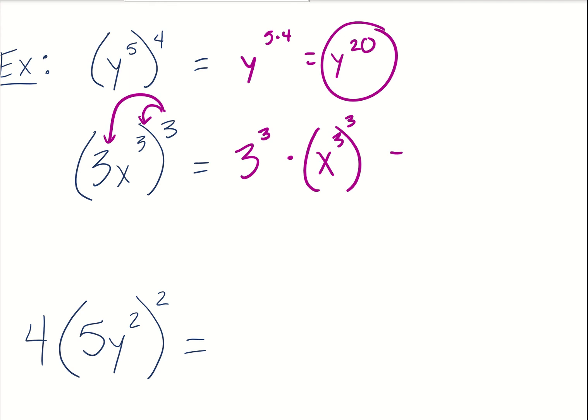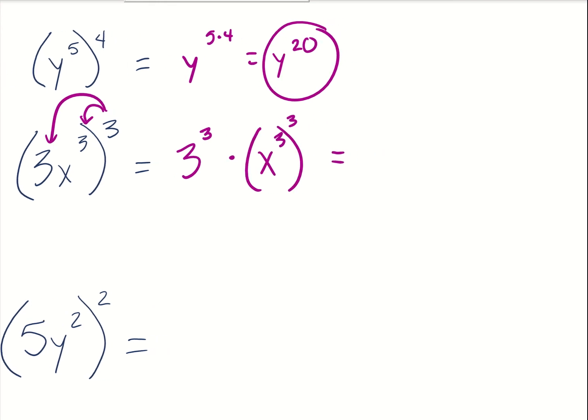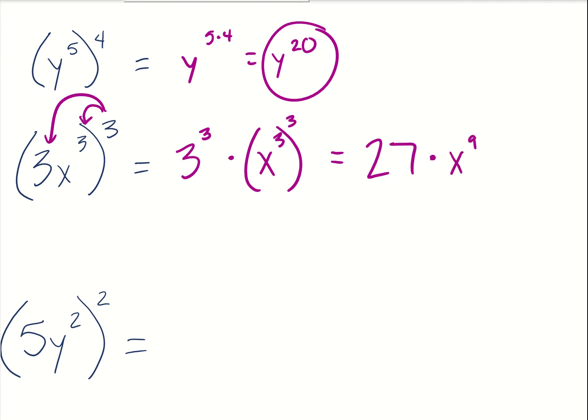So from here, we now have 3 to the third, which is 27, and then x to the third. I can multiply my exponents, which will give me x to the ninth. So our final answer here is 27x to the ninth.